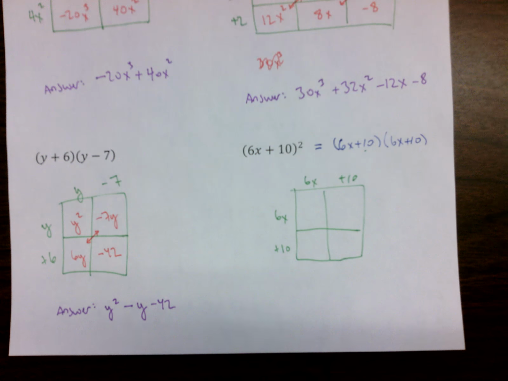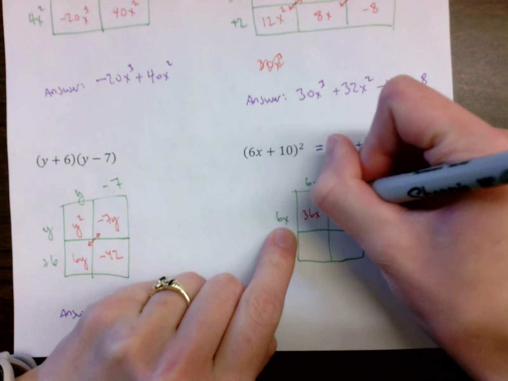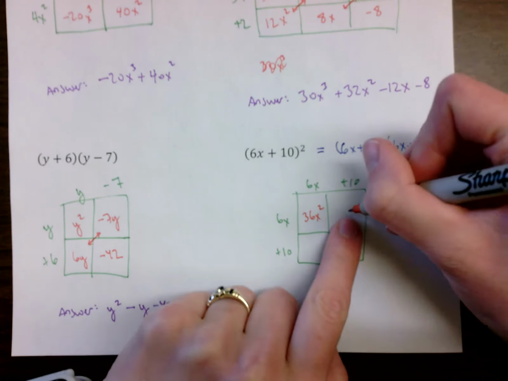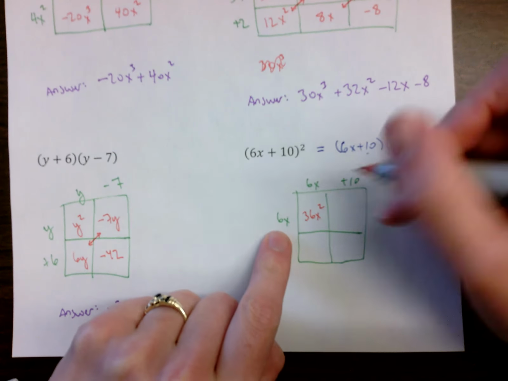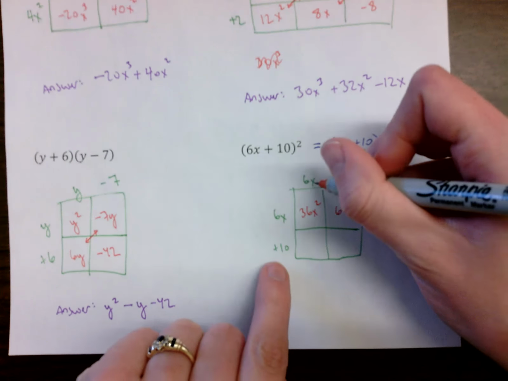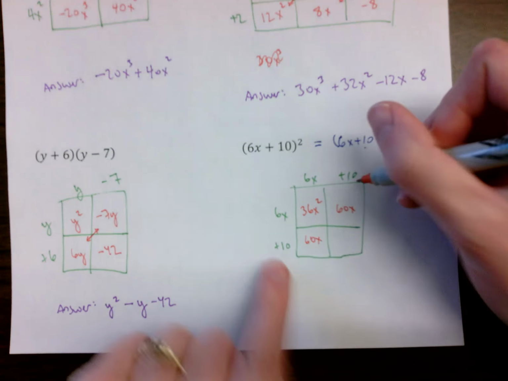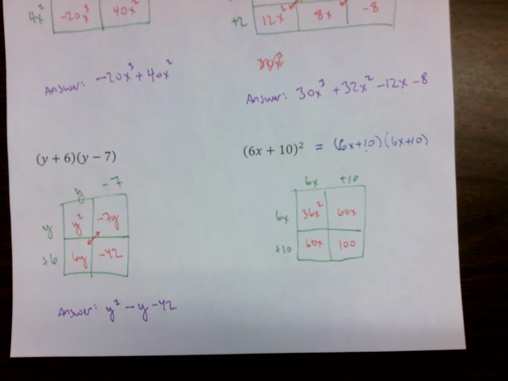All right, so let's multiply this. So this box, 6x times 6x, 36x squared. This box, 10 times 6x, 60x. This box, 10 times 6x, that's another 60x. And this one, 10 times 10 is 100. All right, we're going to check for any like terms, which again, here's 2 on your diagonal. Happens a lot, not always, but a lot.